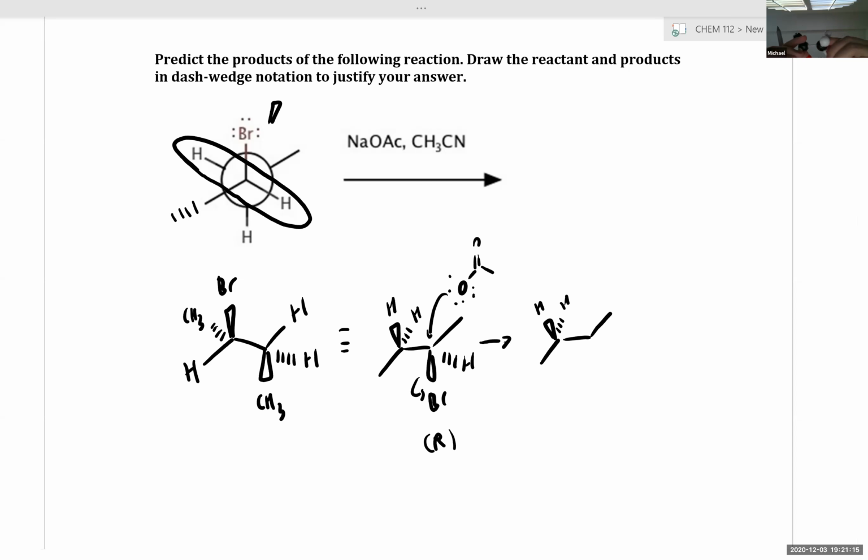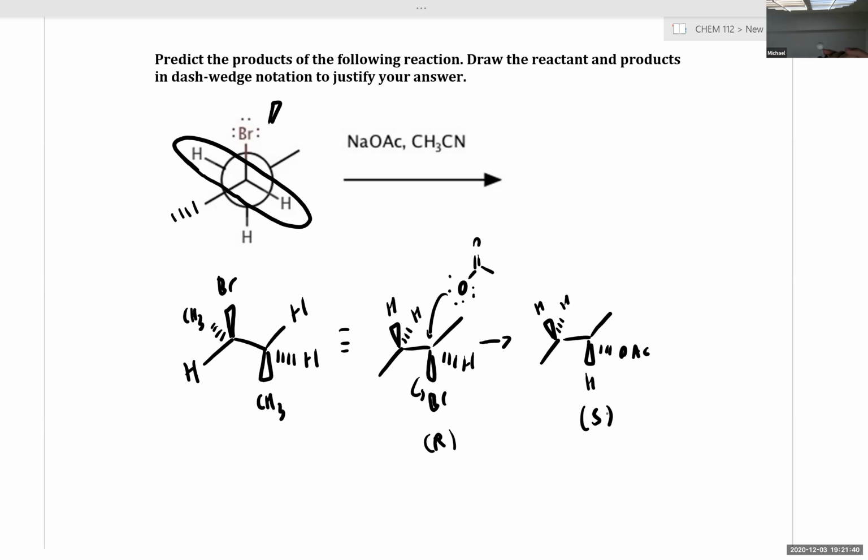Let me tilt it a little bit. There we go. So which groups are in front? Oh, both hydrogens, yep, while our acetate is in back. And as we notice, this center is now S. Does that make sense to everyone? Does everyone see how this displacement occurred?